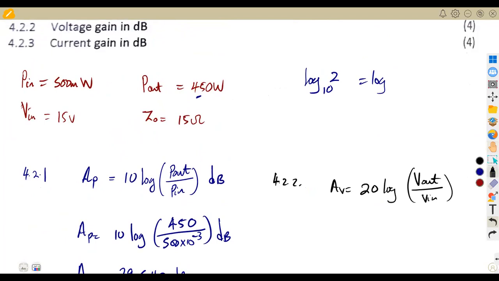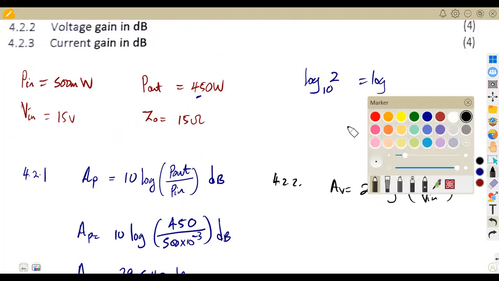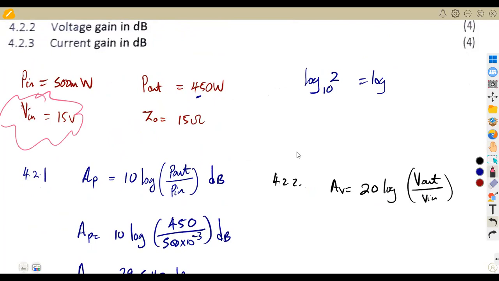So the question is, are we having these V out and V in? From the information, we've got V in, which is fine, but we do not have V out. We are supposed to have V out here so that we can use it in this formula, and we do not have it. So what are we going to do?